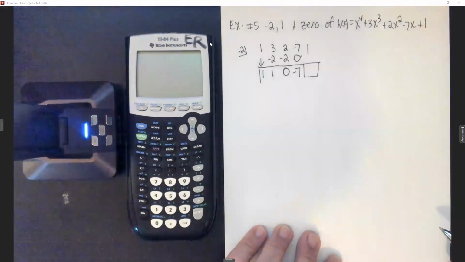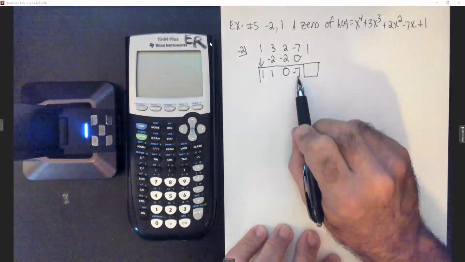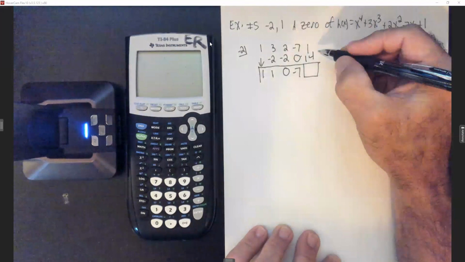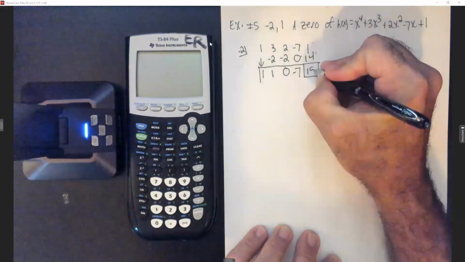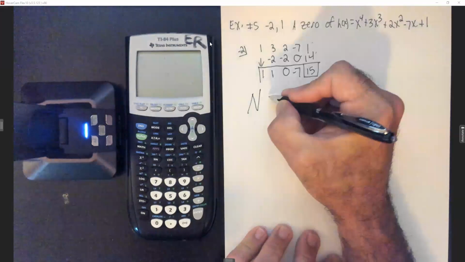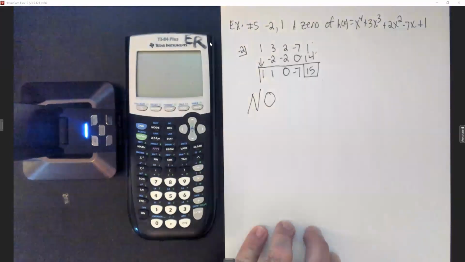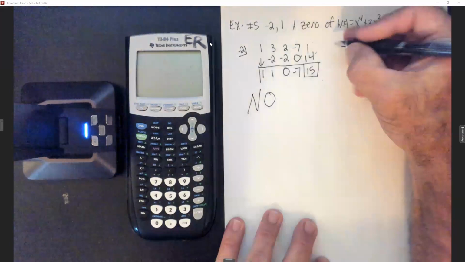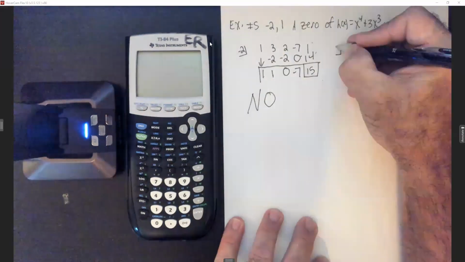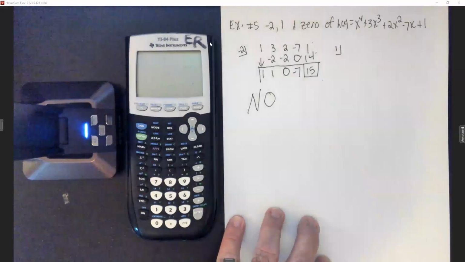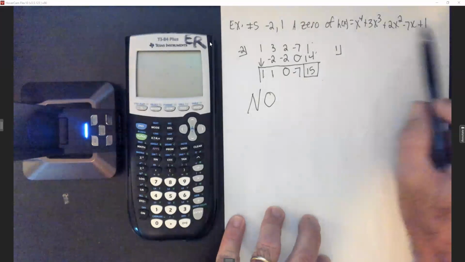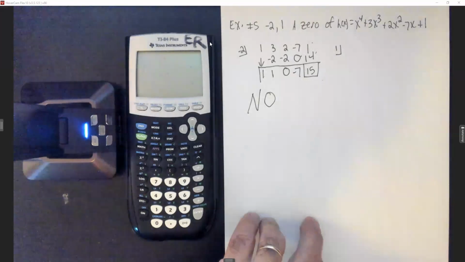And y'all look at that. -7 times -2 is a positive 14. 1 plus 14 is 15. So since that's not a 0, this is definitely not a 0 of that function. I'll show y'all another trick. But in order for these numbers to be zeros, they got to be factors of the first number and the last number. And we'll learn about that probably Monday.